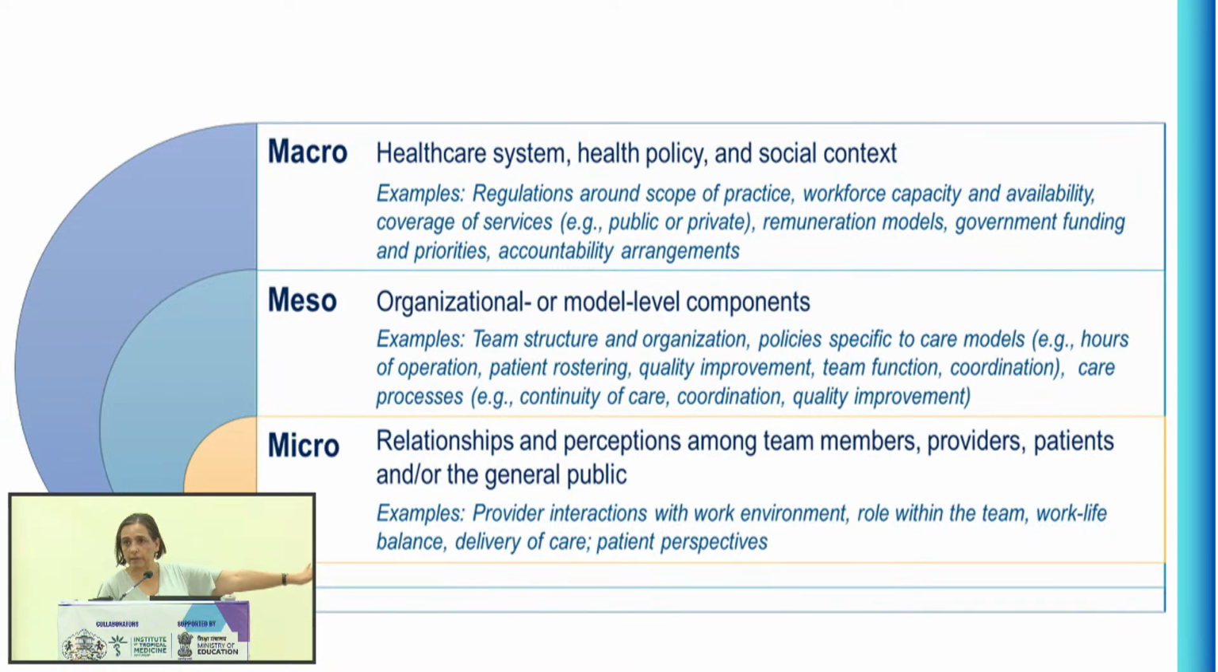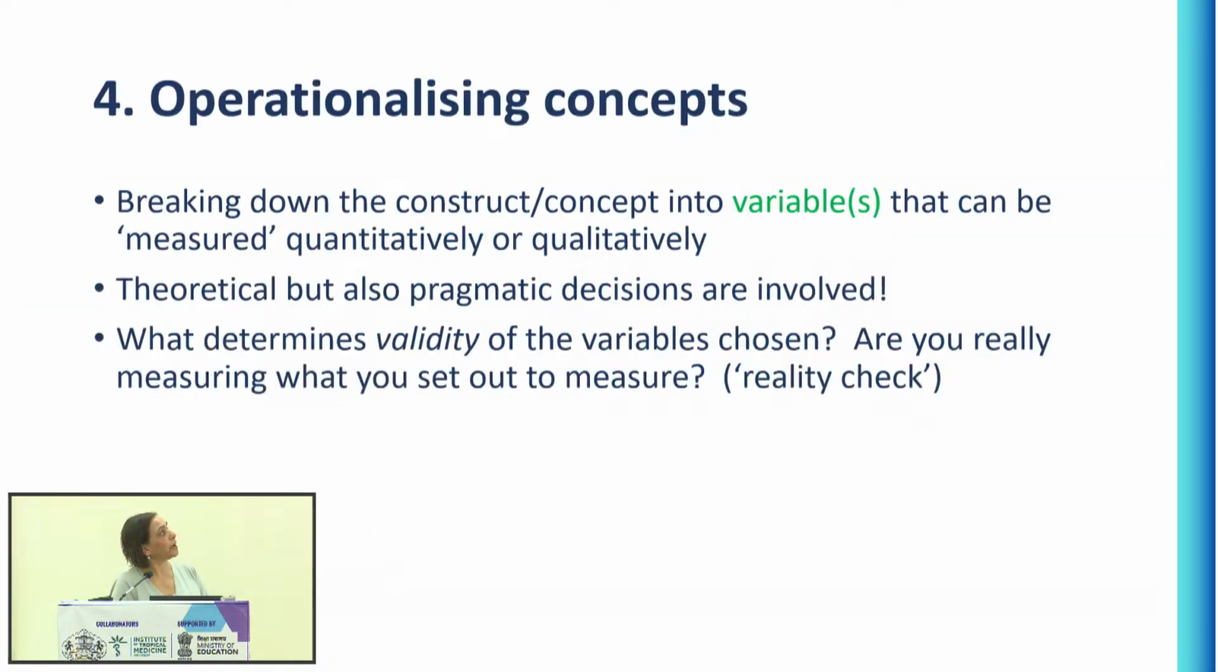Also bear in mind this. Just remember that what I talked about before can be situated at the micro, meso, macro. And these are just examples, again, just to remind you, but hopefully they're getting clearer. And then the next step is going to be operationalizing the concept. So that means you're going to break the concept down into a variable that can be measured quantitatively or qualitatively. And remember that these are decisions that you have to make as a group.